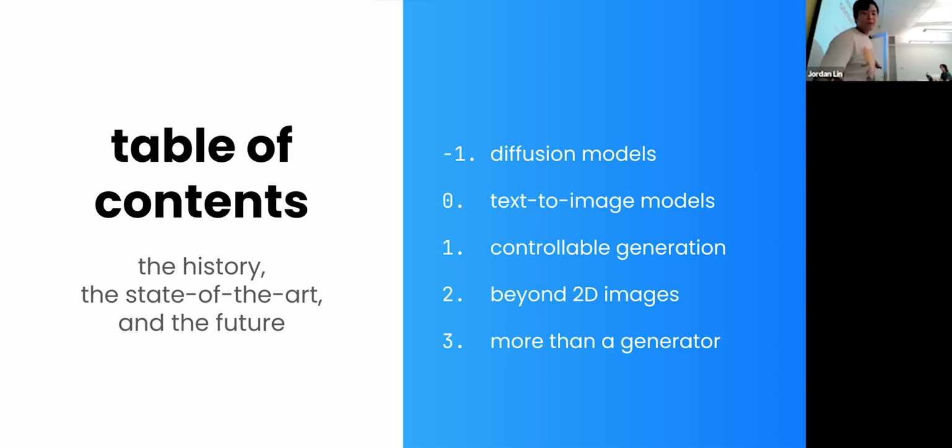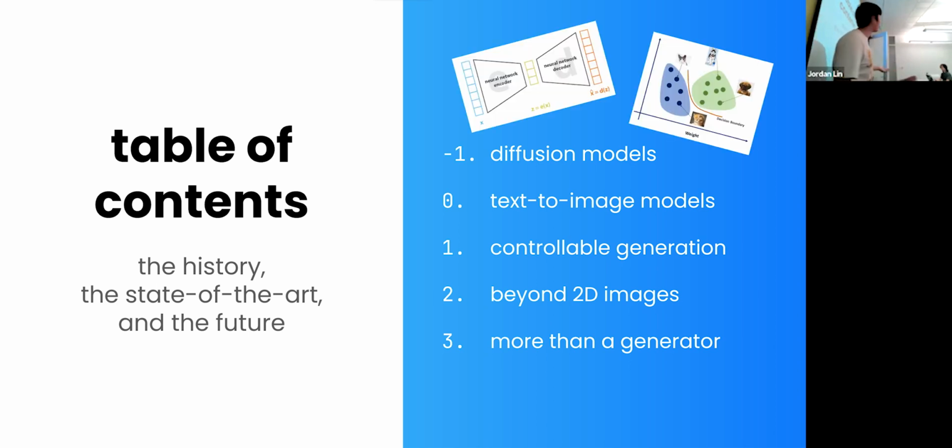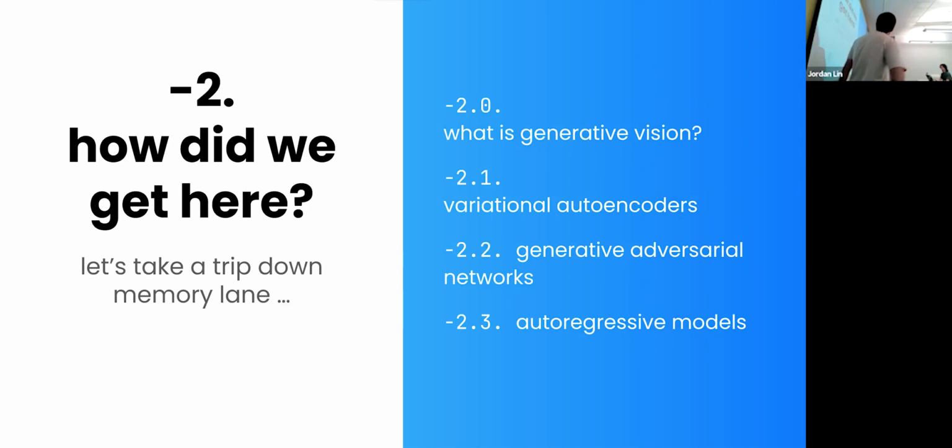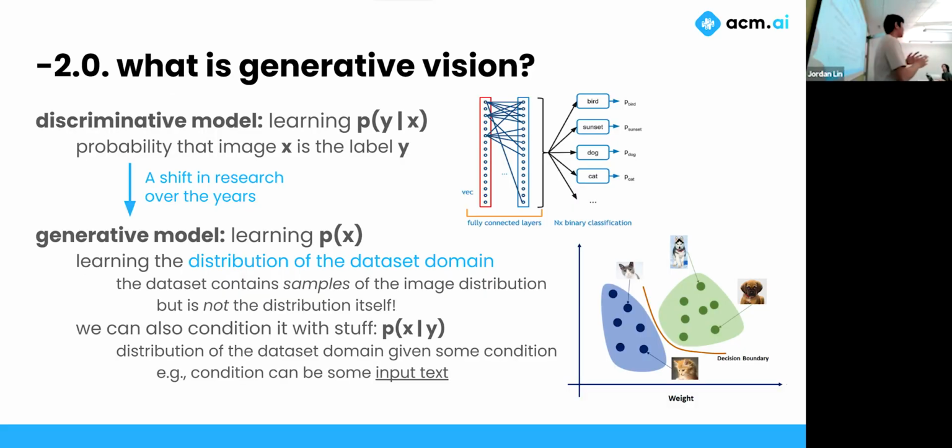But to know about diffusion models, you have to have a pretty good understanding of the current landscape of generative vision. So about this stuff, VAEs and whatnot. Okay, so we're going to start from part -2. How did we get here? So before we even begin, I want to talk about what is generative vision.